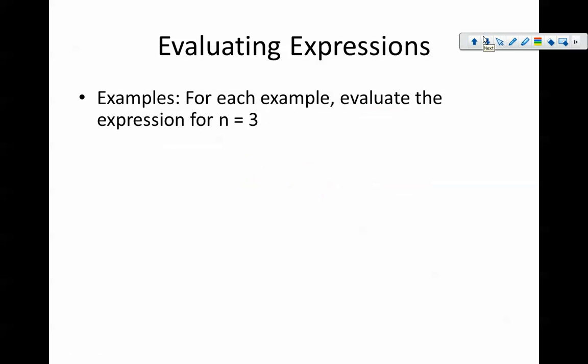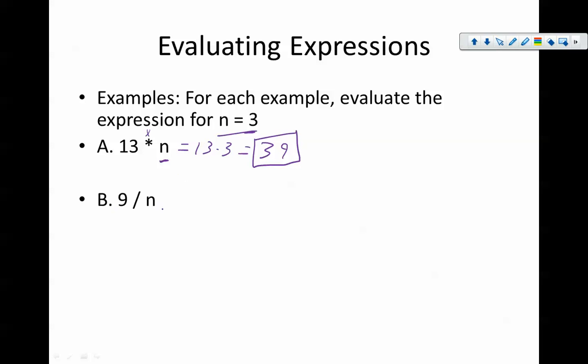So let's do a couple of quick examples here. For each example, we're going to evaluate the expression for n equals 3. Our first expression here is 13 times n. This is a multiplication symbol. You might be used to seeing it as the x in algebra. We use a dot or a little star like that. So what we're going to do is replace the n with 3, because n equals 3 means that n and 3 are the same thing. So that's 13 times 3, which is 39. I substituted in, I performed the operations, and I got my final value.